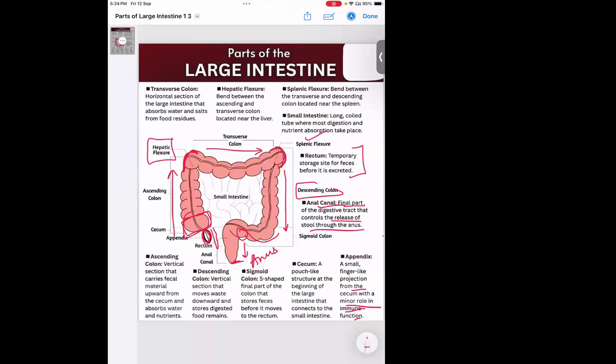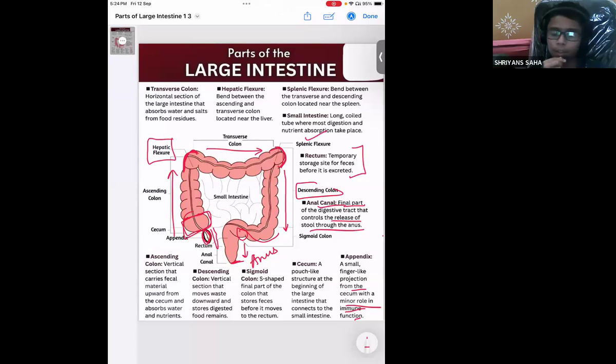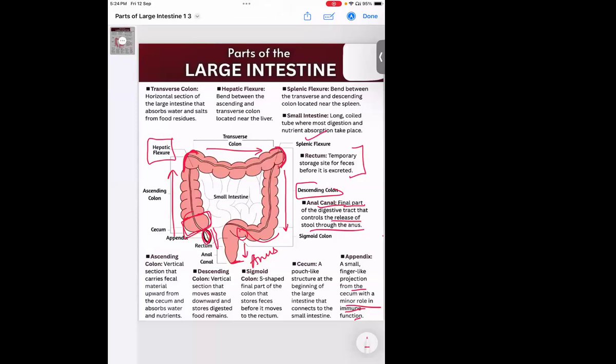Is the appendix important in our body, ma'am? I heard it is not very important. No, it is not important at all. It's actually called a visceral organ. Visceral organ means these organs are not important.